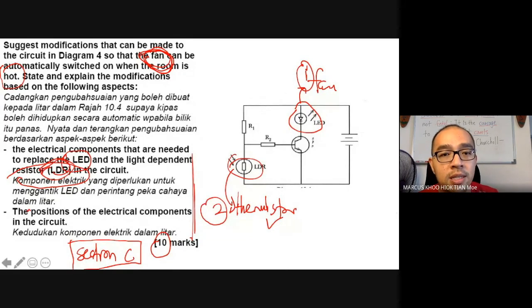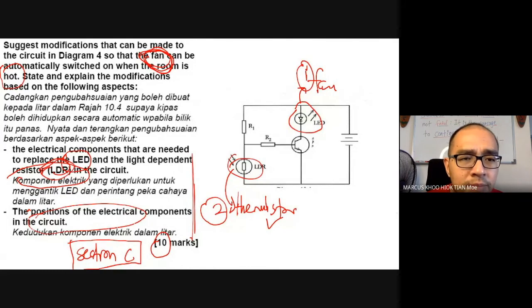Okay, now let's talk about the positions of the electrical components. What is so interesting? I feel that there is another thing that is needed here, but I'm not sure how to explain it. Okay, let's talk about the positions first, Michelle.